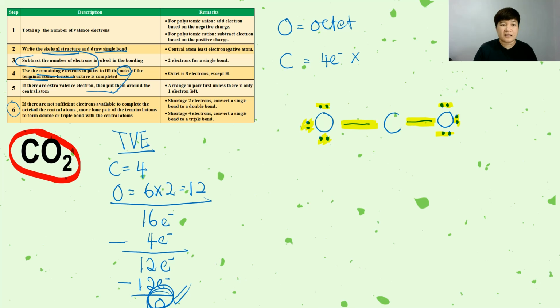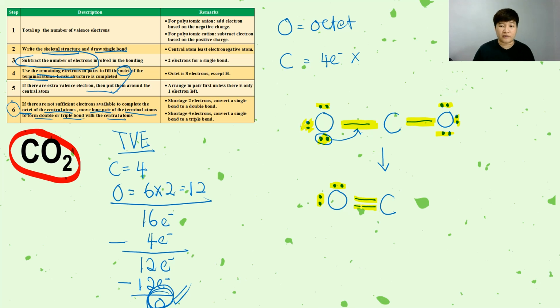Your step 6. If there are not sufficient electron available to complete the octet of the central atom, what do we do? We are going to move the lone pair of the terminal atom to form double or triple bond with the central atom. And what is meant by this is, we are going to move this lone pair from the oxygen to form a bond with a carbon. So I mean by this, you form a double bond with the oxygen, and the oxygen will lose a lone pair, but the oxygen will still remain octet. You can see over here why I say the oxygen is still remain octet. 2, 4, 6, 8. Bear that in mind, every single bond is 2 electrons.